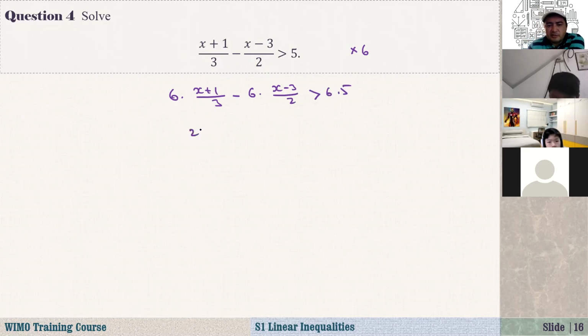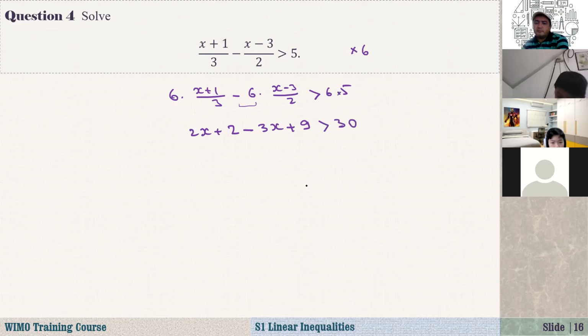2 times x, it is 2x, plus 2 times 1, it is 2. Minus 6 times 1 over 2 is 3. Negative 3 times x, negative 3x. Negative 3 times negative 3, it is plus 9. A lot of students make a mistake. You should be careful. We are multiplying minus 6 by these numbers, right? So greater than 6 times 5, that is 30.